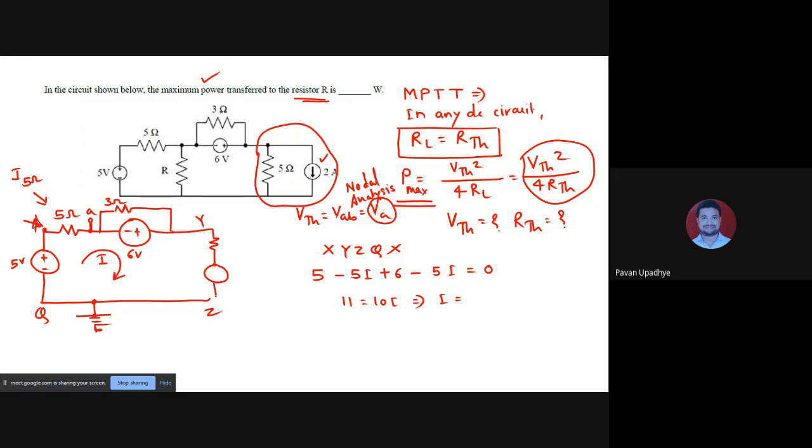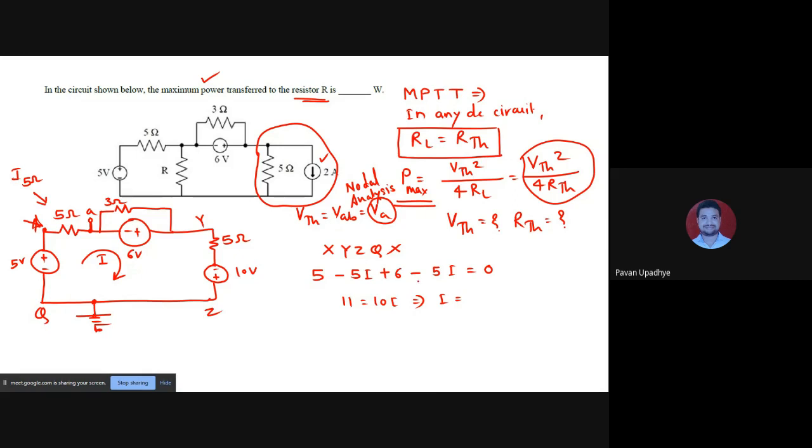You have to write equations for both loops in that case. And while writing the equation for the second loop, you will come across the current source, and the voltage across the current source is not known. Okay, this is not 2 ampere. This is now a voltage source converted. So 2 into 5 is 10. So a 10 volt voltage source.